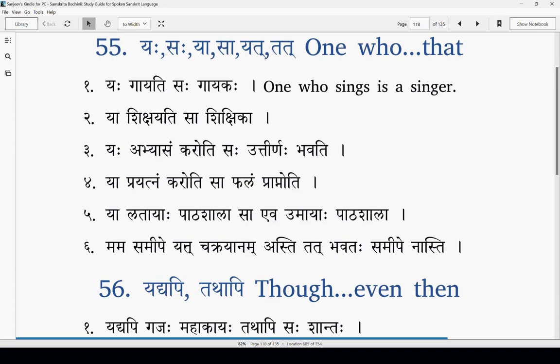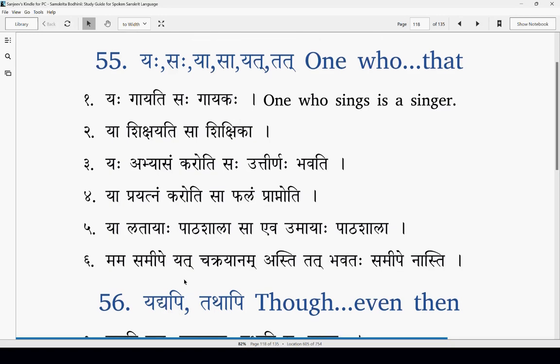And similarly here, yat is coming as a visheshanam to chakrayanam. Tat is coming as a visheshanam there, but it is sarvanam here. Tat chakrayanam can be used, but it is hidden here, not necessary. Any question on this? Ya saha, ya sa, yat tat.